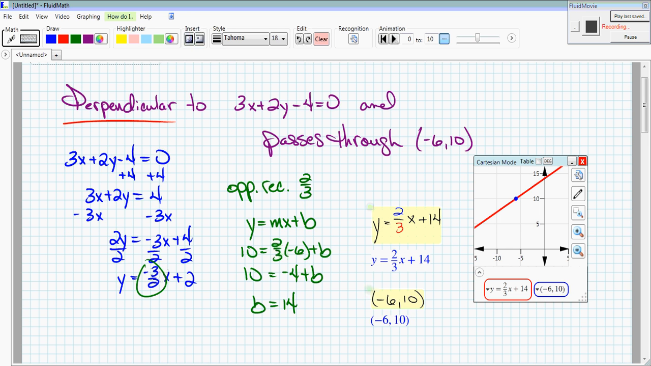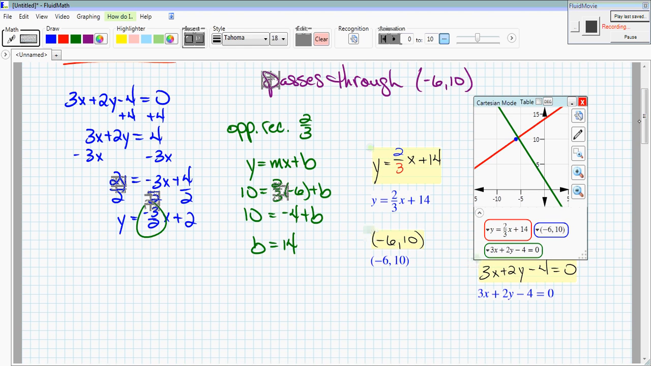Now we need to make sure it's perpendicular to 3x plus 2y minus 4 equals 0. And in fact it is. They almost both pass through that same point. But again, just to make sure we solved correctly, which at this point we know that we have, we'll just graph y equals negative 3 halves x, plus 2, and it should go right over the green line, and it does. And that's how you're going to solve the next two examples.